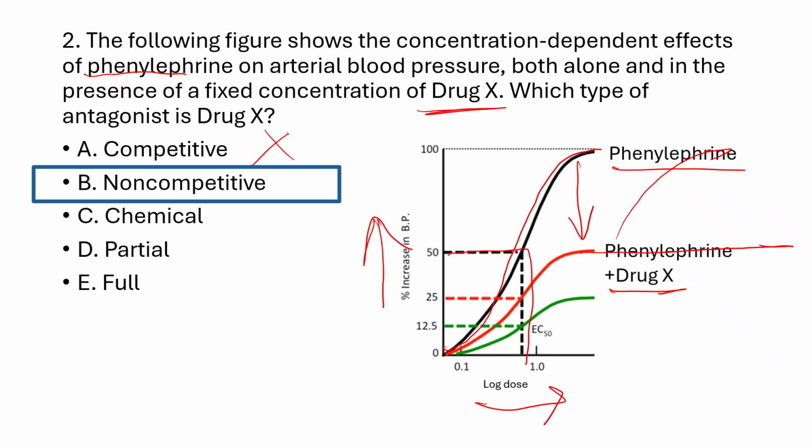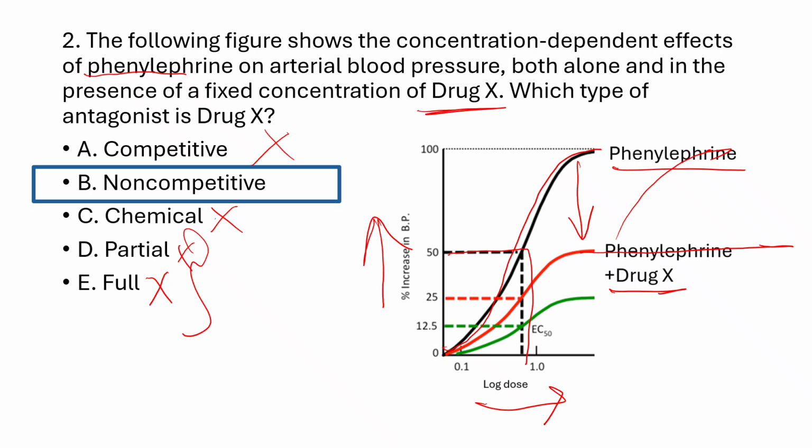And EC50 is going to change with competitive antagonism, right? Chemical means the antagonist binds to the agonist, so that is not the correct answer. Here phenylephrine and these are non-competitive. Partial, full: there is no such thing as a partial antagonist. We have full agonists or partial agonists. These are agonists, not antagonists, right? So the correct answer is non-competitive.